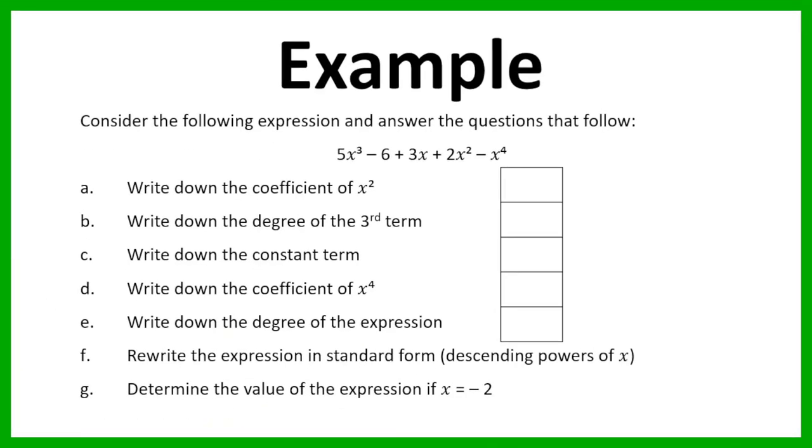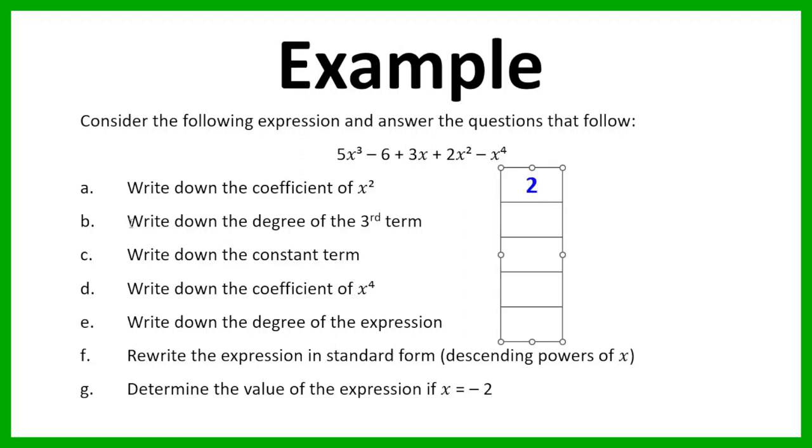Okay, so first of all, it says consider the following expression and answer the questions that follow. We've got 5x cubed minus 6 plus 3x plus 2x squared minus x to the power of 4. First question is write down the coefficient of x squared. So I need to look at my expression and find the term that has x squared, which is this one over here, and the coefficient of that is 2. So that is going to be 2 over there.